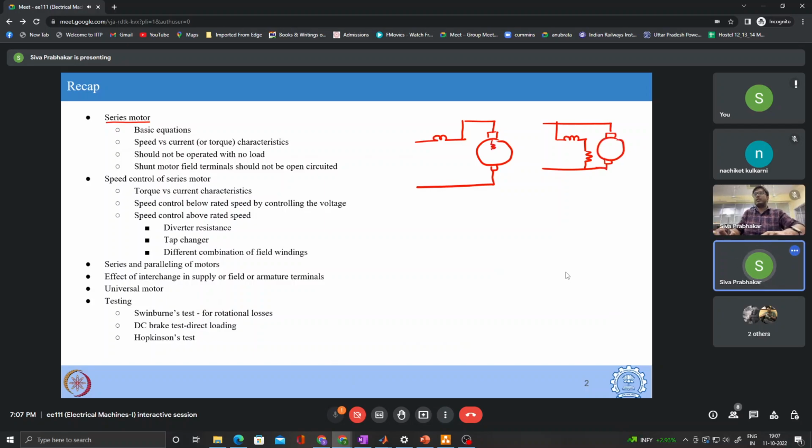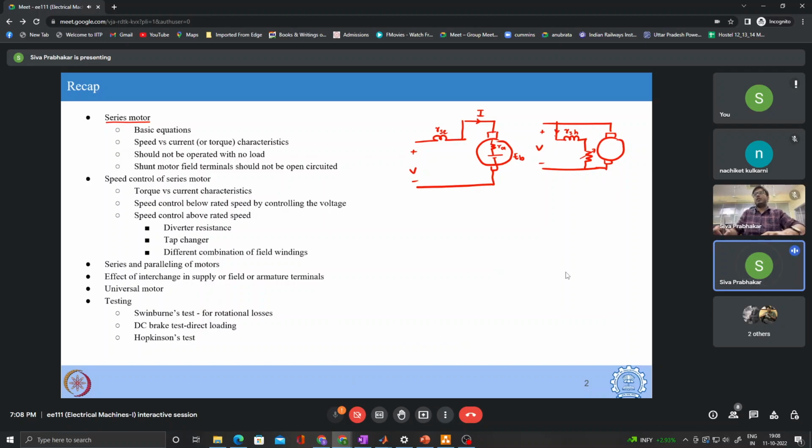Within the armature, we can represent it as a resistance and a back EMF EB. This is the series field winding, and this is the shunt field winding. This is the main difference between a series motor and a shunt motor. Here we apply the terminal voltage V, and similarly here we apply the same terminal voltage. The difference is that in the series motor, the field current and the armature current are the same.